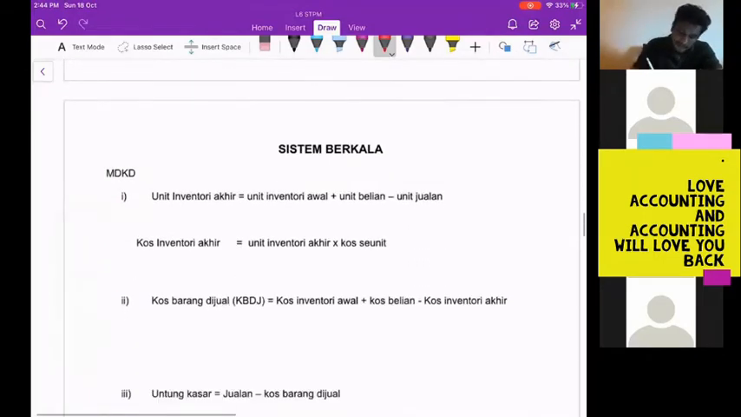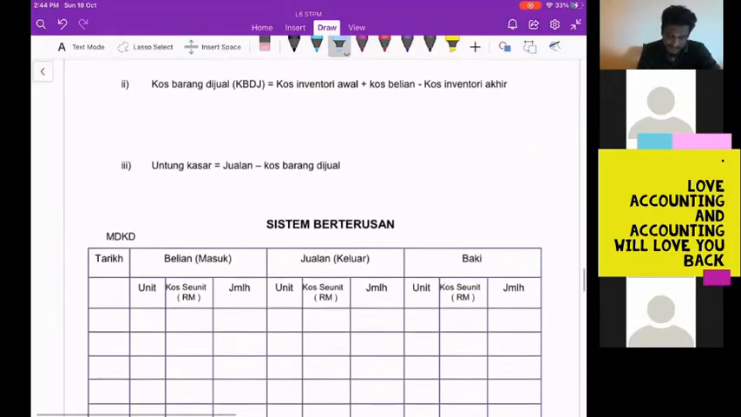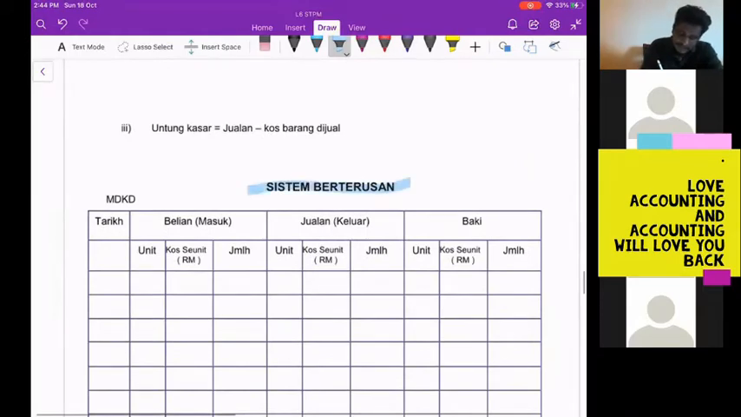Okay, now we have berapa system? Dua system. Satu adalah sistem berkala, another one sistem berterusan. And remember, for sistem berterusan, we need to do jadual. Normally, we need to do jadual. I know there's another way for sistem berterusan, where you can calculate without the jadual. That one, I will teach you in the last question on this chapter. There's one last question only. I'll teach you the method. But first, we learn the basic way of doing first, the traditional way of doing.